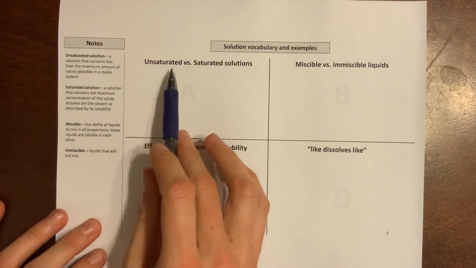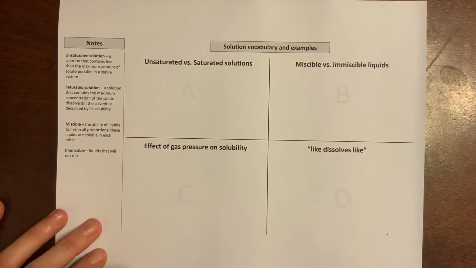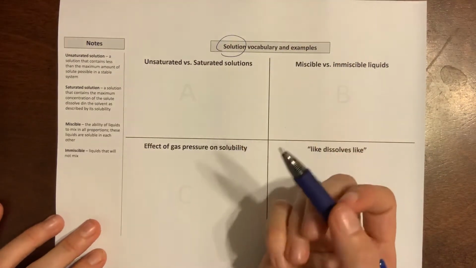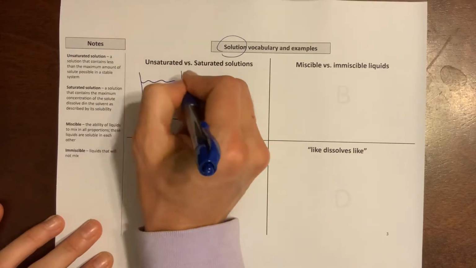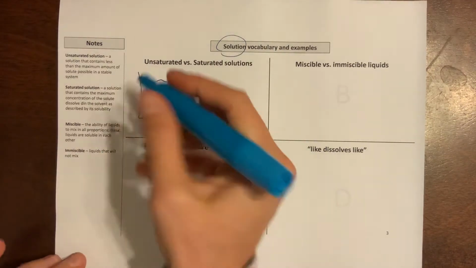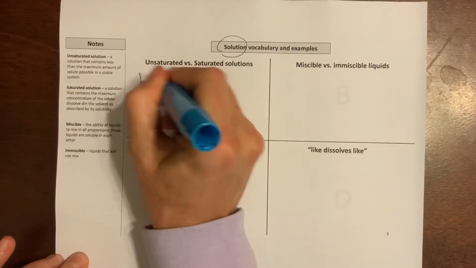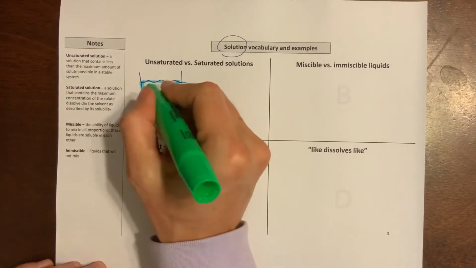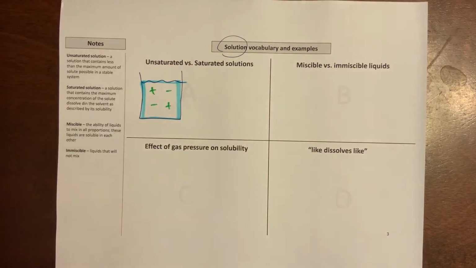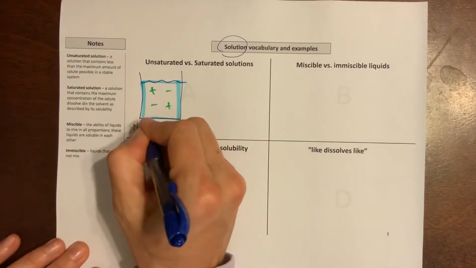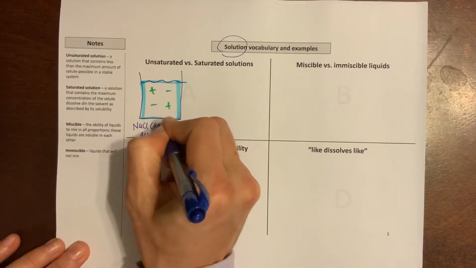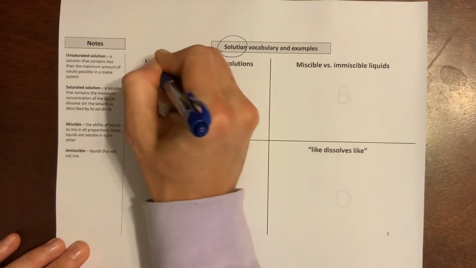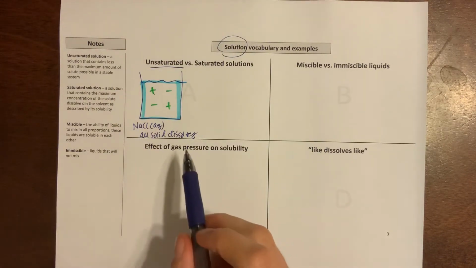So the first vocabulary words we want to look at are unsaturated versus saturated solutions. And remember, every solution we've seen so far has been homogeneous. So unsaturated is what we're used to with like the table salt. So I have my solvent, got some water, and then I have my solute. If it's table salt, I've got some positive and negative ions. They're spread through evenly. So this would be like NaCl aqueous. And I would say that all of my solid dissolves. And so that's what we call an unsaturated solution, when all of the solid can dissolve.